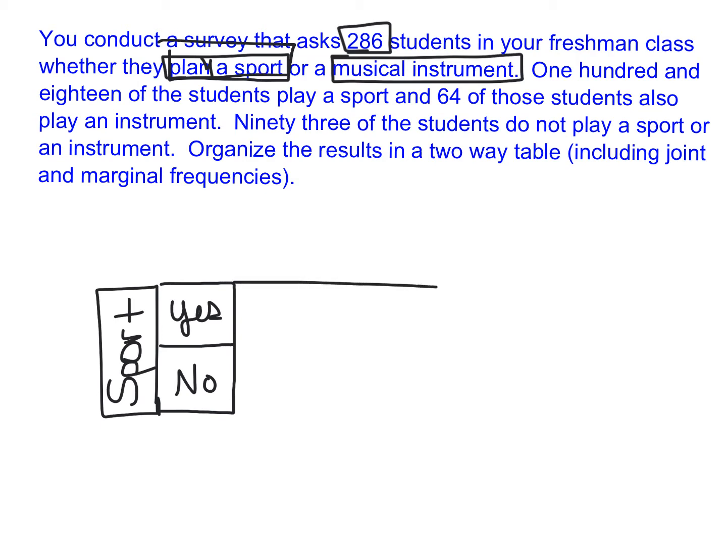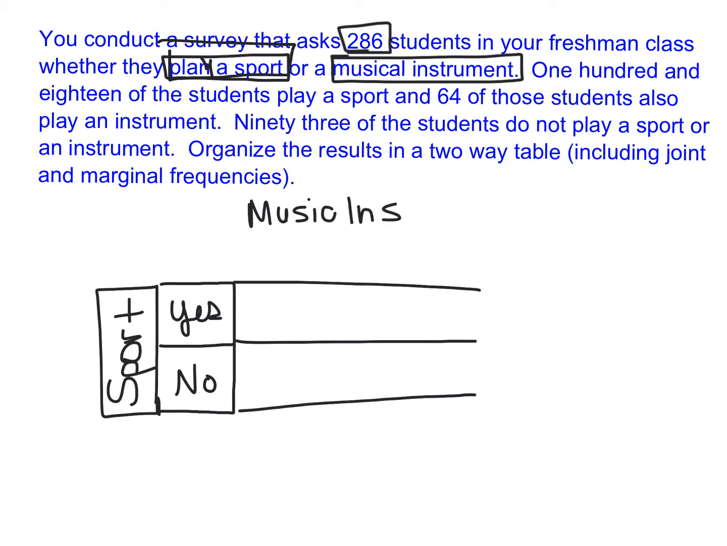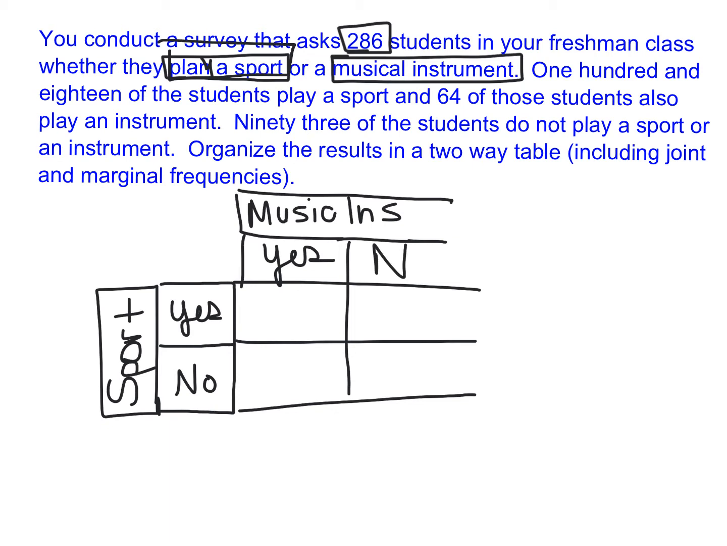So I know that I'm going to continue to have information running out this way. Now my second category is musical instrument. Do they play a musical instrument, yes or no? So I'm going to make that box there to start noting off how many kids play a musical instrument. And then I'm going to have answers of yes as one option and no as another option. So there is my two-way frequency table.